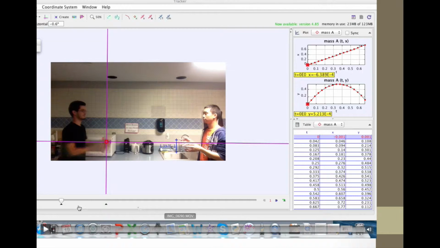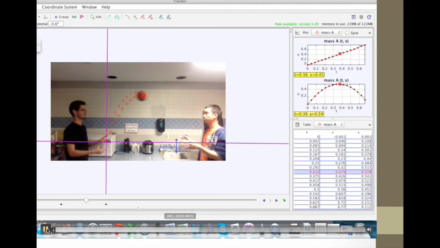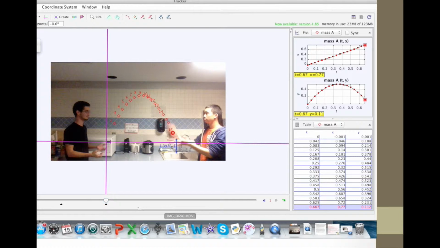So here's a video of me throwing the basketball at my friend. It is a small basketball and it's easy to catch. And it was only 16 frames, and it gave us this information over here, which I exported to an Excel file so I could analyze the information.